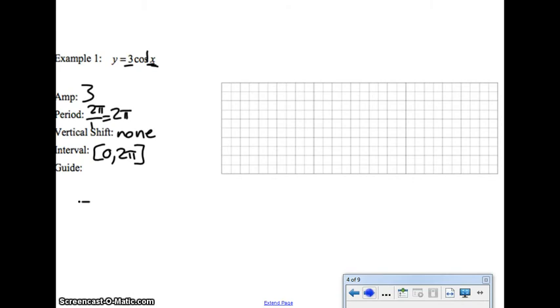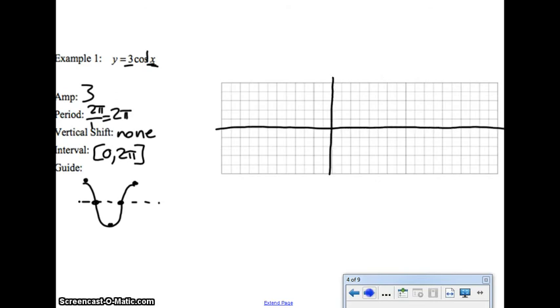So my guide for cosine, if this is my x-axis: start at the max, end at the max, min in the middle. Okay, so let's get our axes drawn. I'm going to make every tick 4 pi. Now this time I'm going to have to count by ones because my amplitude is 3.